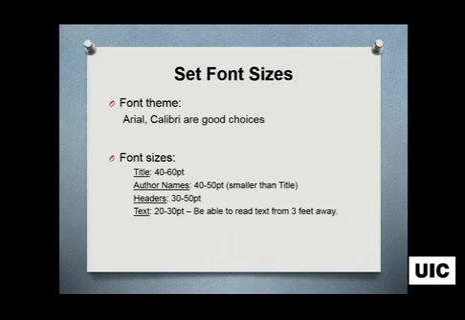Set your font sizes. Typical fonts that are good are Arial or Calibri. The title should be a 40 to 60 point font. Author names should be a little smaller at a 40 to 50 size font. Headers should be 30 to 50 point size. That's the subheadings of your sections, and your text should be between 20 and 30 point. The key of the poster is that you should be able to read text from about 3 feet away from the poster.